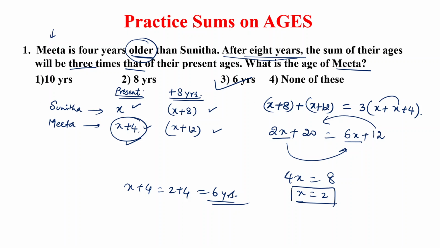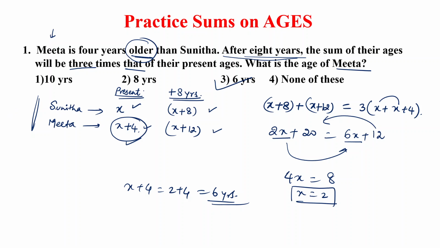Just to sum up, because it is question number 1: whenever two different entities are given in an age problem, the ages of two different people will be given. Sometimes it is father and son, father and daughter, mother and daughter, two brothers, two sisters, two friends, something like that.